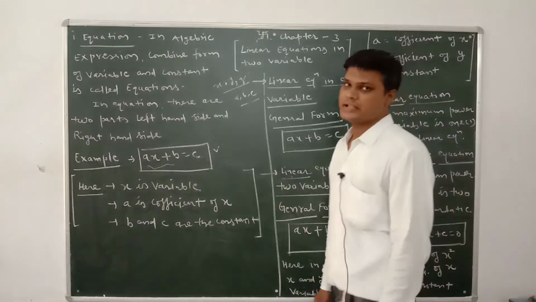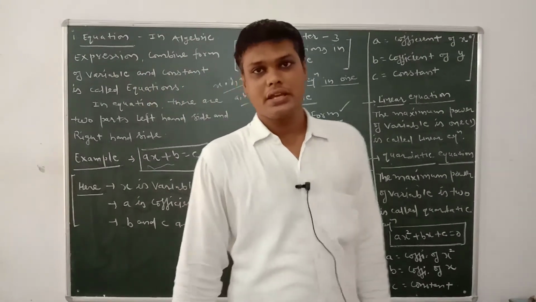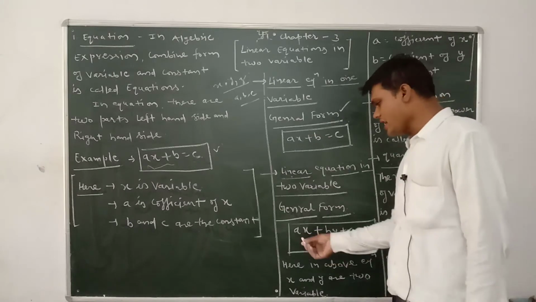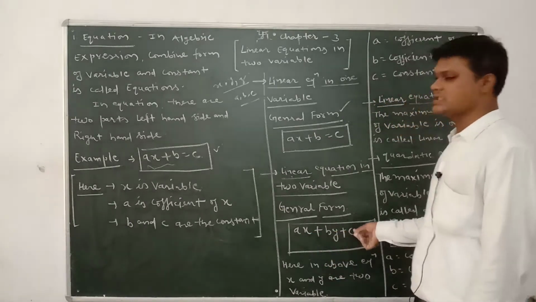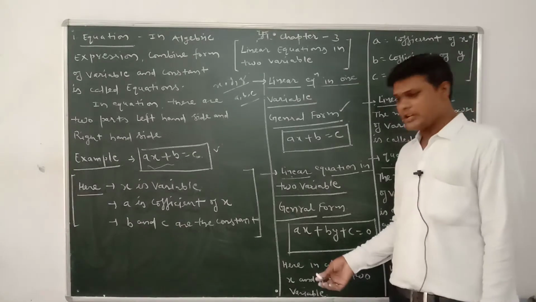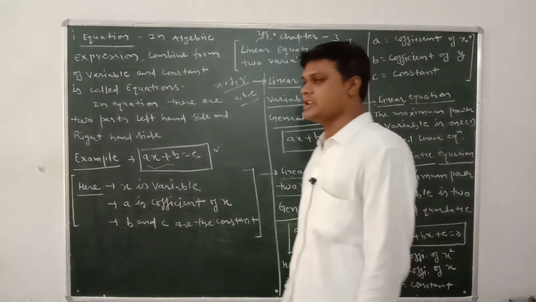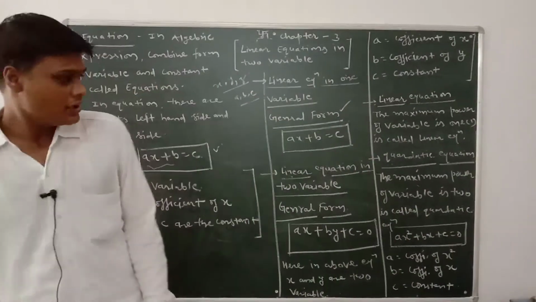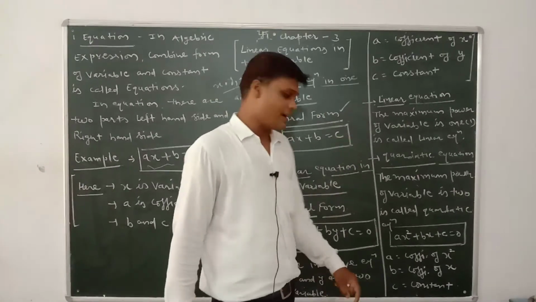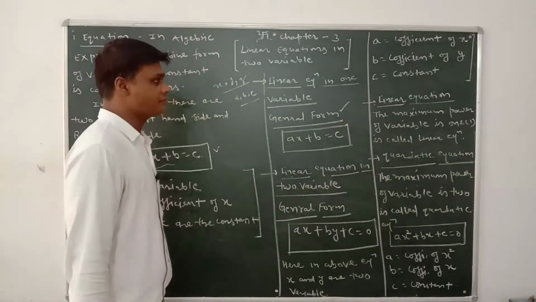And today we discuss the linear equation in two variables. The general form of a linear equation in two variables is ax plus by plus c is equal to 0. Here the two variables are x and y. Now a is the coefficient of x, b is the coefficient of y and c is the constant.